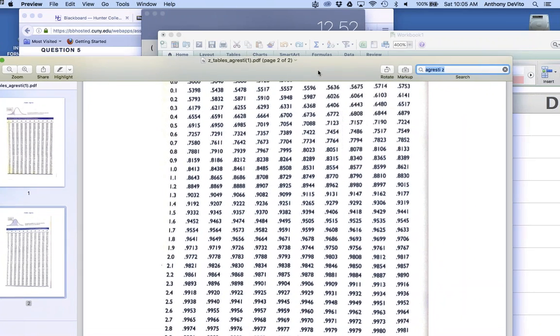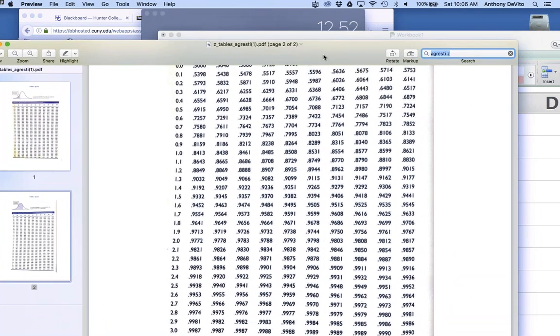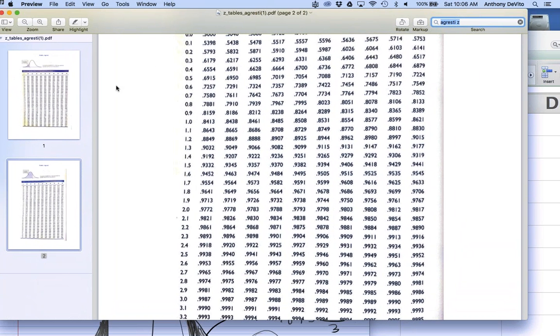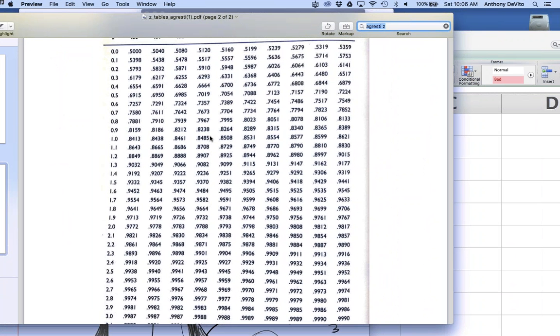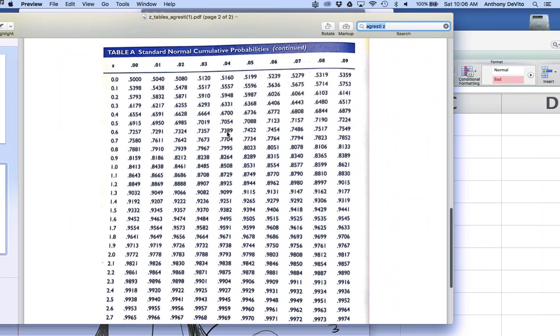In this problem, we wanted to know what z-score represents 20% of the area above that value, with 80% below it. So we're only interested in the area below it on these tables. Let's look for 80%. The closest value to 80% that I have is this one right here, which is plus 0.084. So my z-score is plus 0.84.